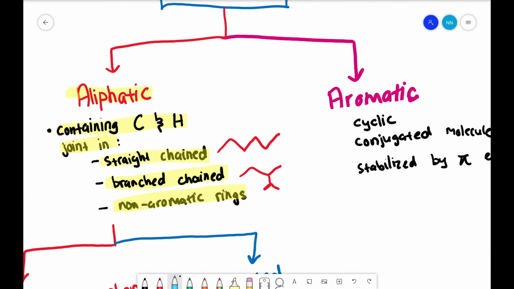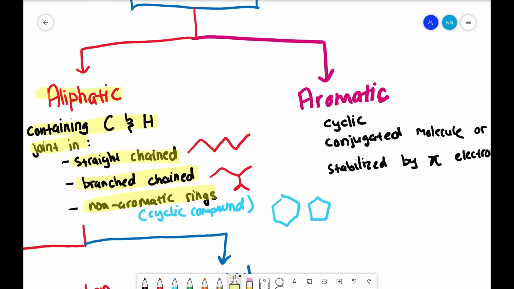Non-aromatic rings are basically cyclic compounds. A cyclic compound is basically when you have a ring. You can have it in the shape of a hexagon or a pentagon. So this is what we call a hexane and a pentane.